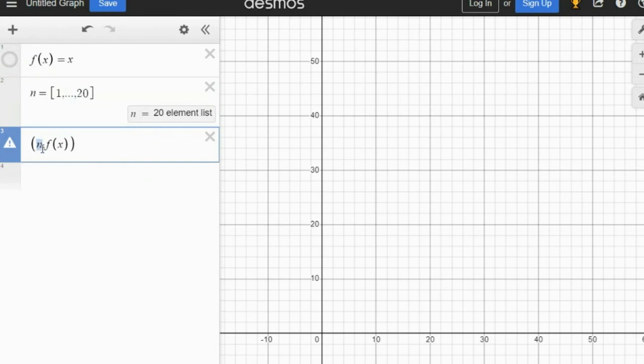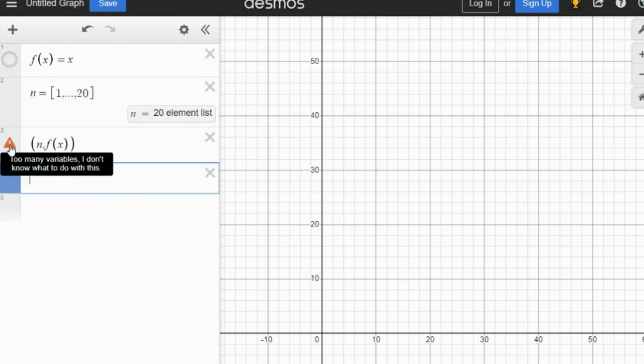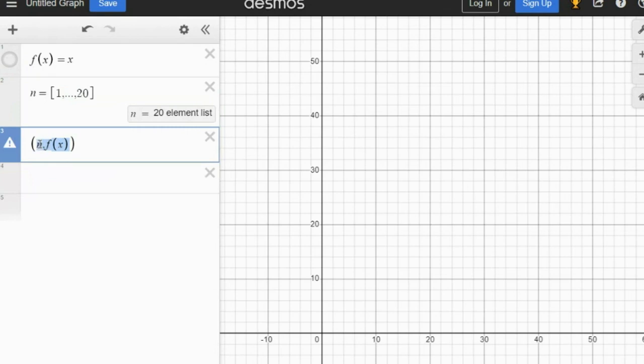Or did I do that right? Let's see. 20. It says I made a mistake there. Too many variables. I don't know what to do with this. I just did this yesterday. Is it capital N? No, it's n, comma, f of x.